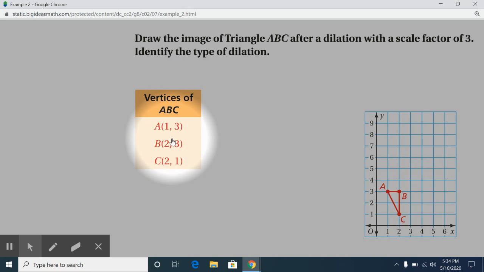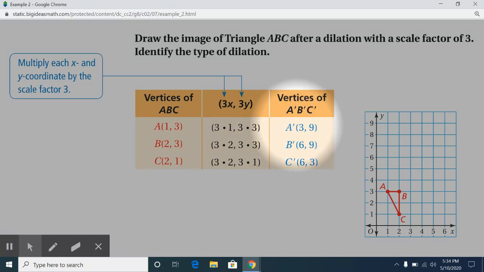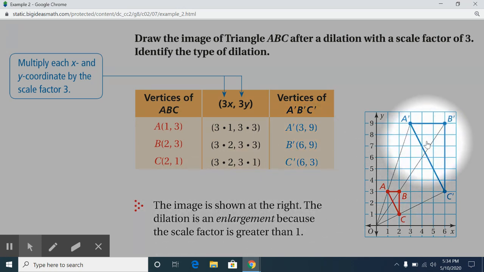Here are the vertices of the original triangle ABC: (1, 3), (2, 3), (2, 1). They're saying use a scale factor of 3 and multiply each of these coordinates by 3 to make it larger. That's what they're showing you here. So it's saying multiply each x and y coordinate by the scale factor of 3. And then here are the new vertices of A prime, B prime, and C prime. We multiply these vertices by 3, and we get (3, 9), (6, 9), and (6, 3) as our new vertices, and then we can draw our new triangle here.